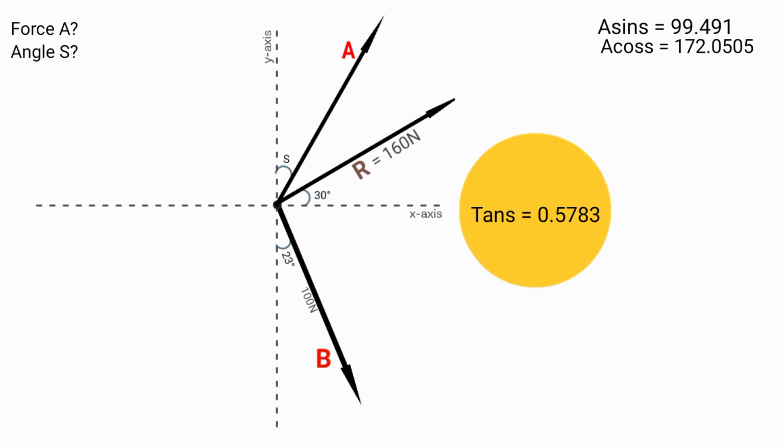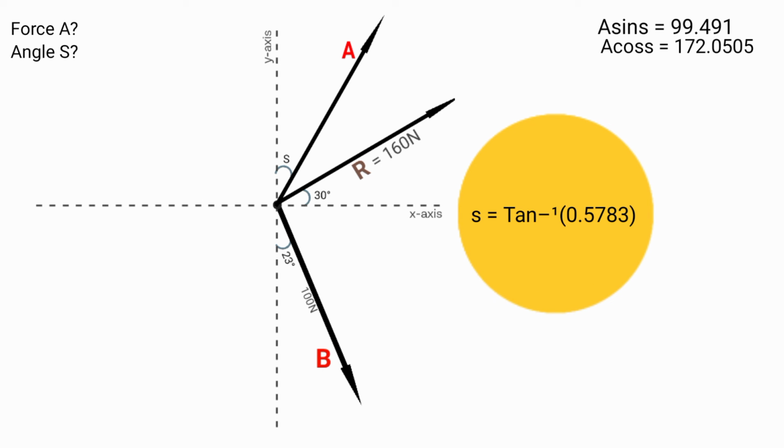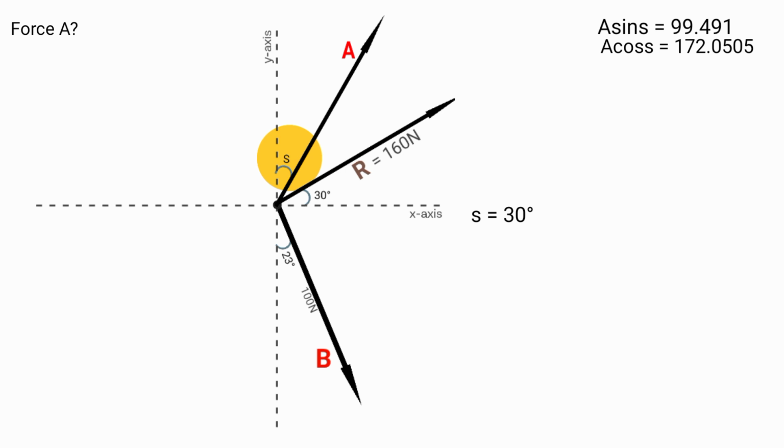To find S now, we find the tan inverse of 0.5783. Now S equals tan inverse of 0.5783, which equals 30.04, approximately equal to 30 degrees. So this angle S now is 30 degrees.